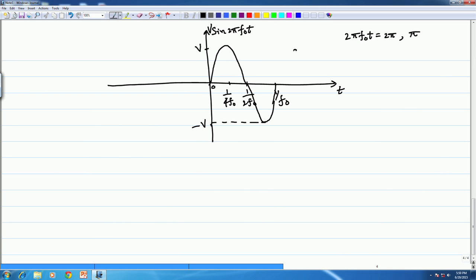Okay. This f naught is called the frequency, and this 1 by f naught is called the time period, fundamental period of the sinusoid.